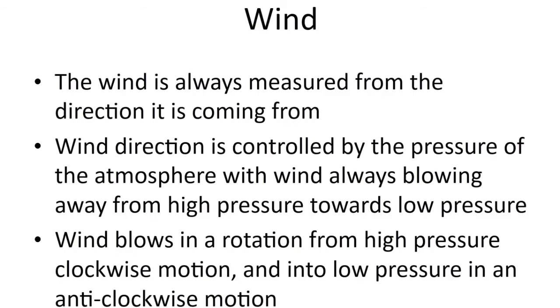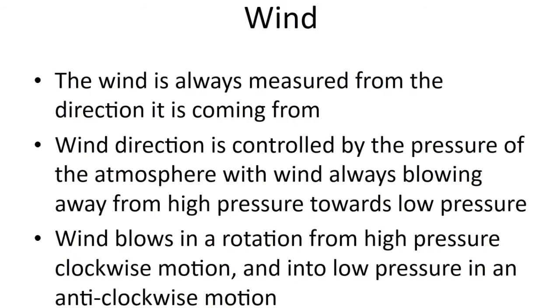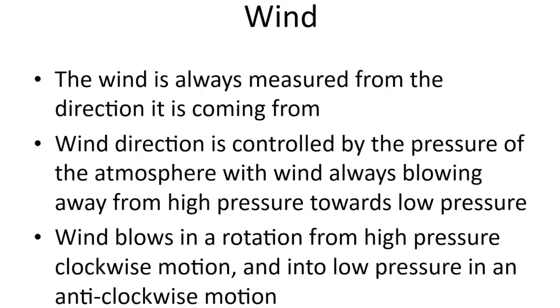Now, it is also controlled by the pressure of the atmosphere. Wind always blows away from high pressure to low pressure when it comes to the atmosphere. So if there's an area of high pressure, the wind is going to be moving away from it and going towards the low pressure, which is why wind blows in a rotation. Wind movements are usually high pressure clockwise into low pressure anti-clockwise.